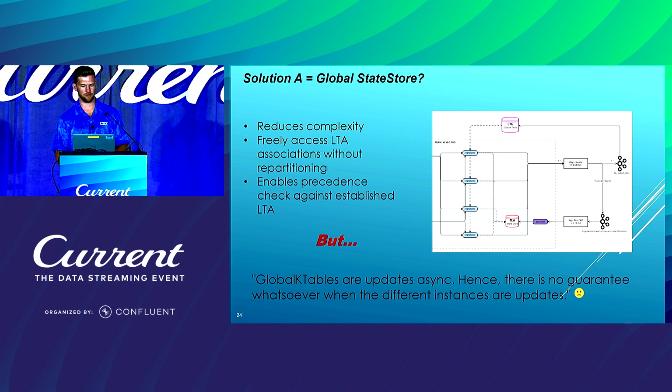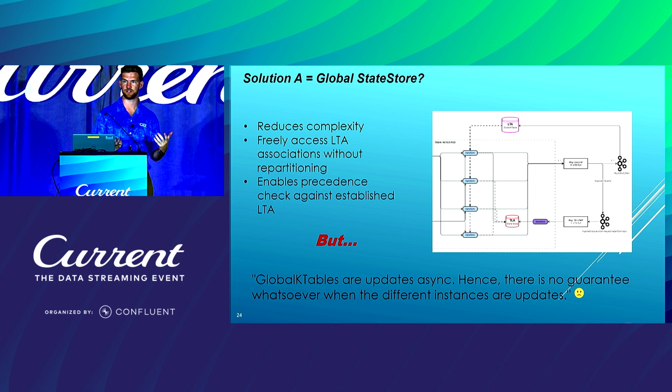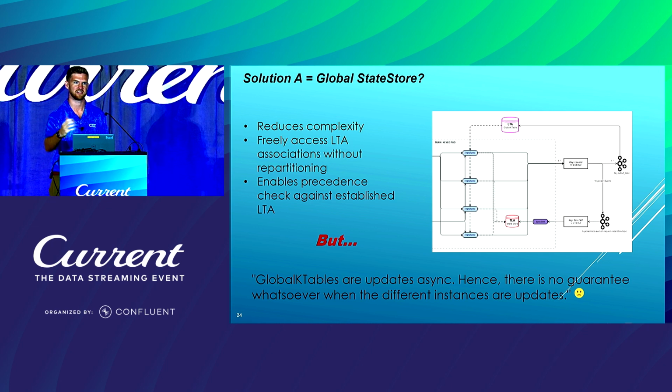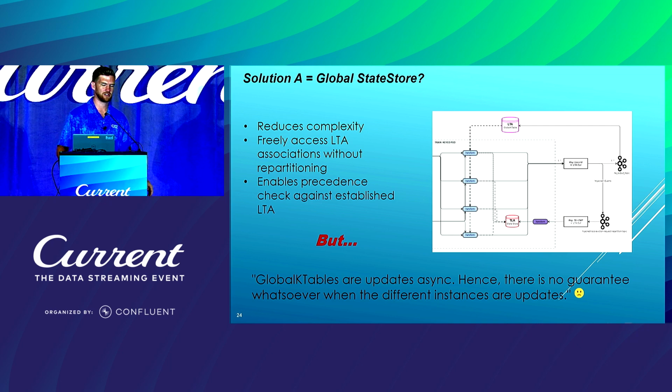So we went through quite a few different ideas on how to solve this. One idea we started throwing around was, could we, instead of using repartitioning to access the LTA state, just turn it into a global state store off the output topic? And then we'd be able to freely reference the established LTA at pretty much any point in our processor topology. It reduces the complexity because you don't have to worry about repartitioning so much.